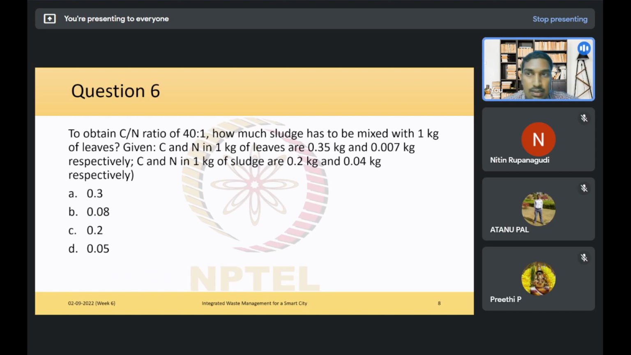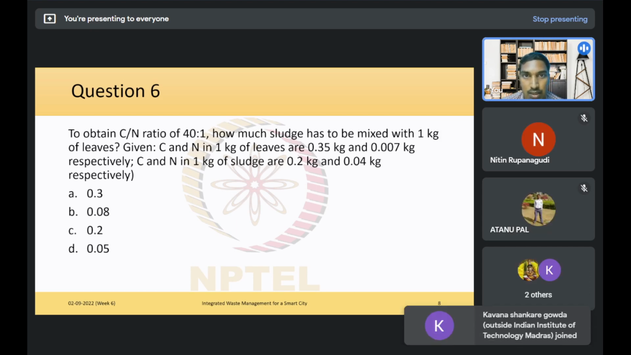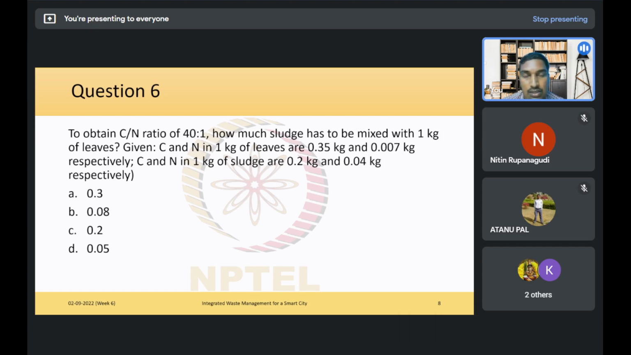Okay, question six is about how we determine the optimal mixture. We saw that for the composting process we need a certain moisture content and an optimum carbon to nitrogen ratio. So how do we determine how much sludge has to be mixed? The question is, to obtain a carbon to nitrogen ratio of 40 to 1, how much sludge has to be mixed with 1 kilogram of leaves?